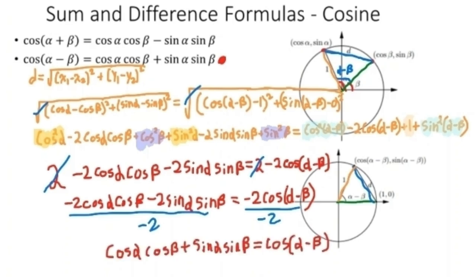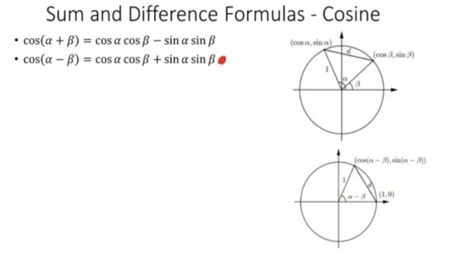Cosine of alpha minus beta equals cosine alpha cosine beta plus sine alpha sine beta. Now with the cosine of alpha minus beta identity established, we can quickly establish the cosine alpha plus beta property using even-odd properties and the difference property.